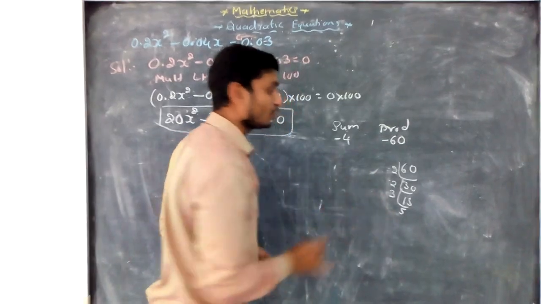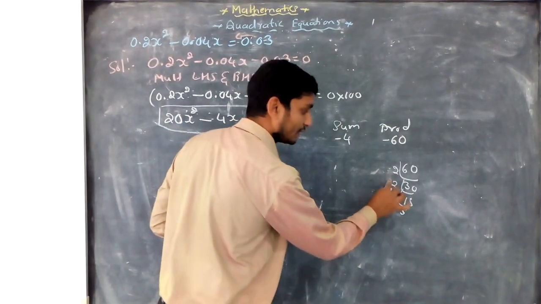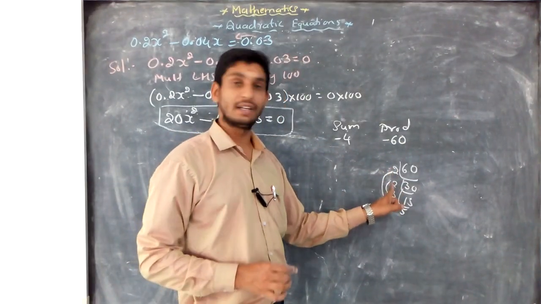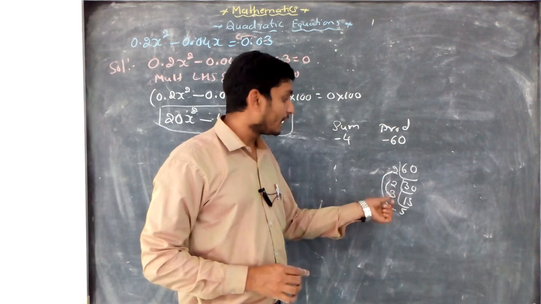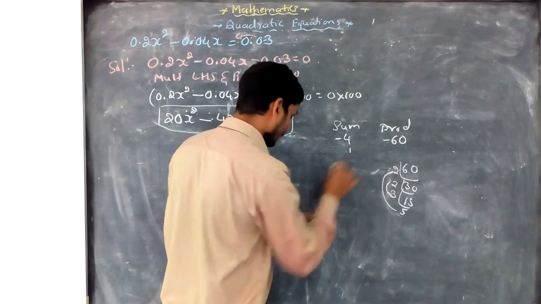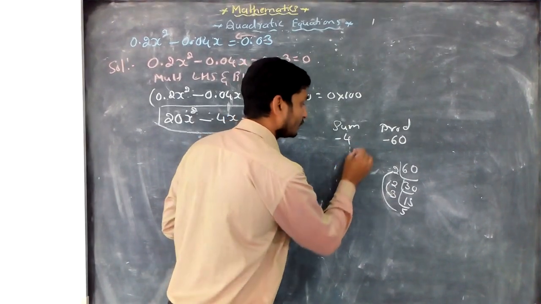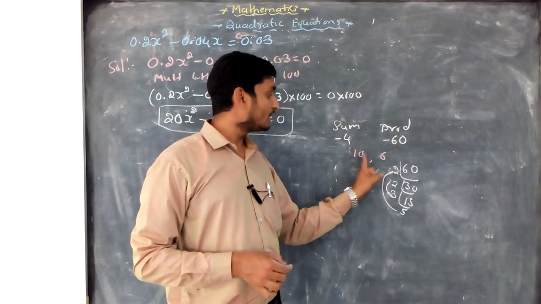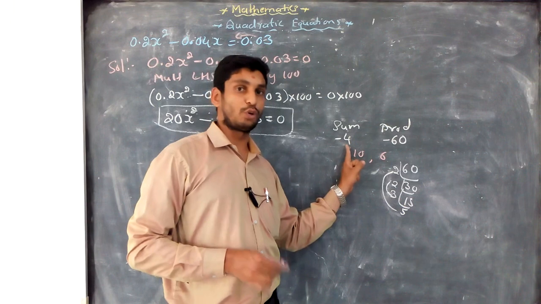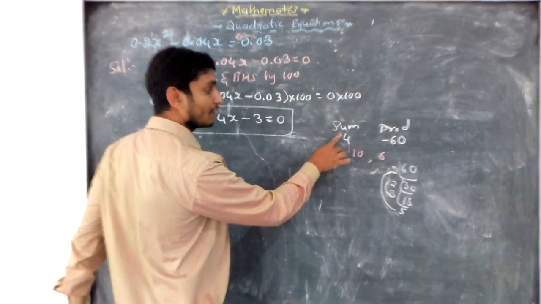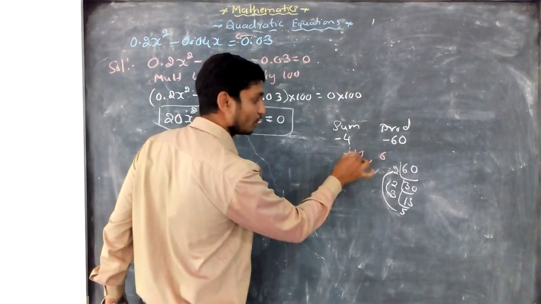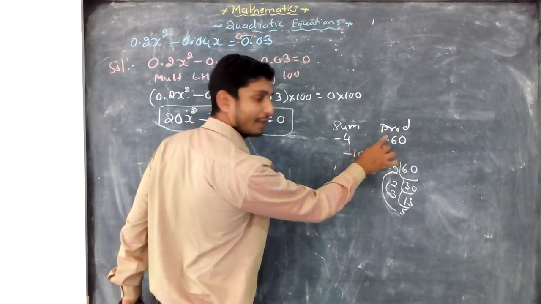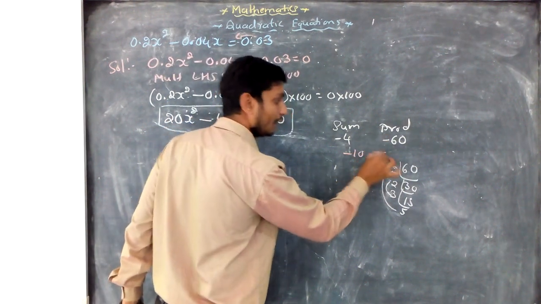Then think like this: 3 2s are 6, 5 2s are 10, that is 10 into 6. Is it possible? You have to check 10 and 6. 10 6s are 60, and if you adjust 10 and 6, you will get 4. Okay, it is possible. Some sign is minus: the bigger number's sign should be minus. To make this minus, minus and plus gives minus, that's why this should be plus.